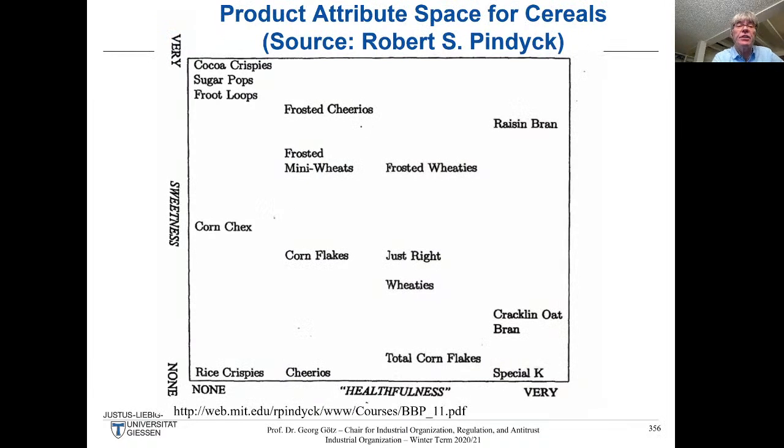Another interesting thing, going back to some slides by Robert Pindyck from MIT, is that he gives an example that these product characteristics, this kind of location, need not always be a single dimension, but can have several dimensions. So the product space can be more complicated than these single lines, at least 2 dimensions. What you see here is that he has 2 different characteristics, namely healthfulness and sweetness.